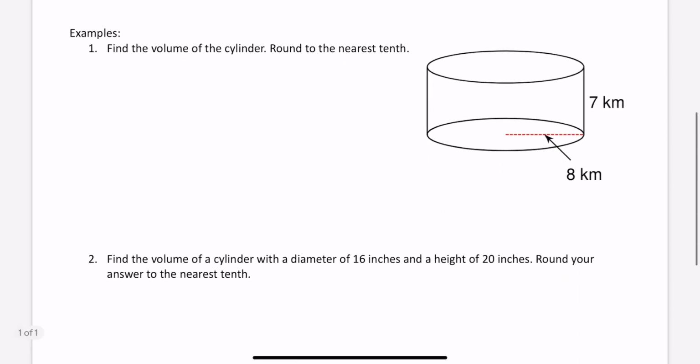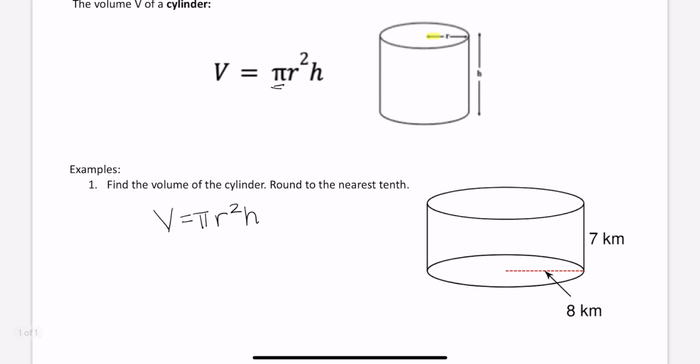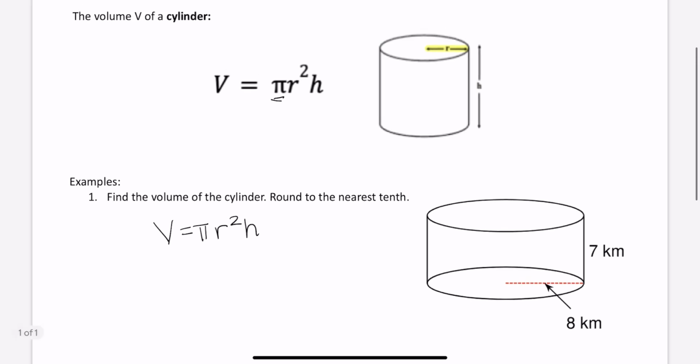The first example says find the volume of the cylinder, round to the nearest tenth. So again, we know our formula is volume equals pi times the radius squared times the height. Well, the radius, if you guys don't remember what this is, I actually showed you here. The radius is going to be halfway across the bottom of the circle. So in this case, from the center of the circle to the edge is going to be the number 8. It's 8 kilometers. So we are going to substitute 8 for the radius, and we know that 7 is going to be the height. That's just the height of the cylinder.